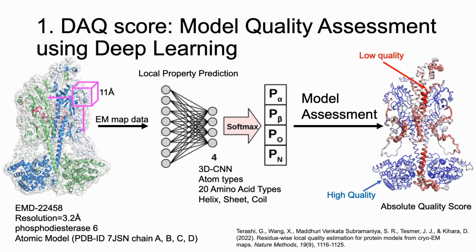For example, this is an actual example taken from the PDB database. After applying the DAQ scoring function, the red regions are highly likely to be wrong sequence assignments or position errors. The blue region is high quality, with a high DAQ score, meaning the atomic model at that position is reliable. Last year we published a paper in Nature Methods, and it is very useful for evaluating the accuracy of models.